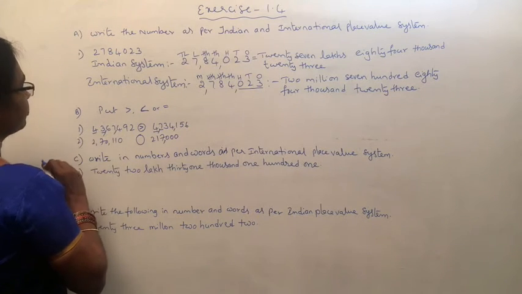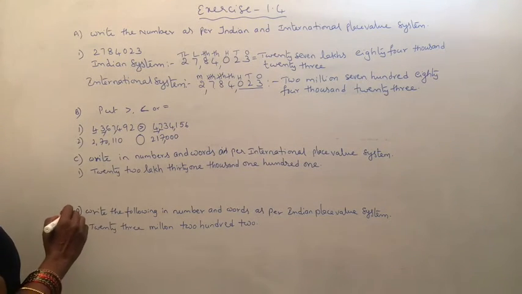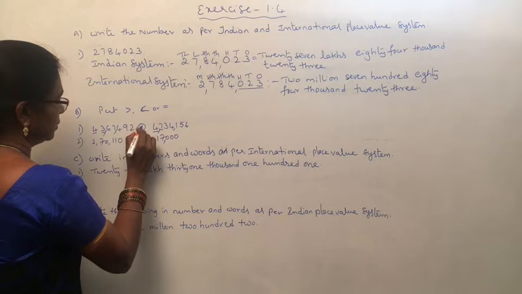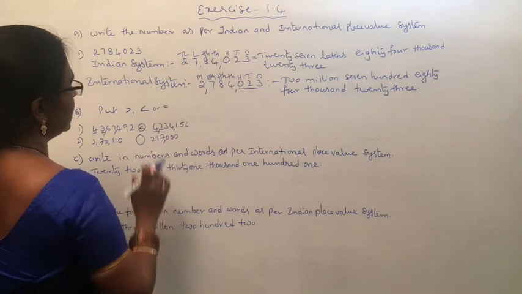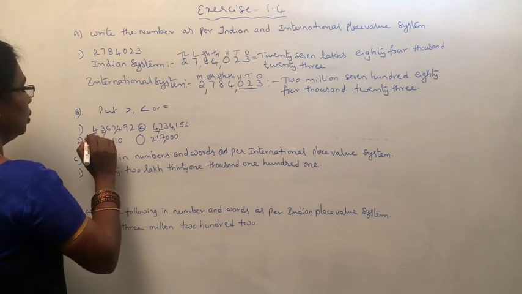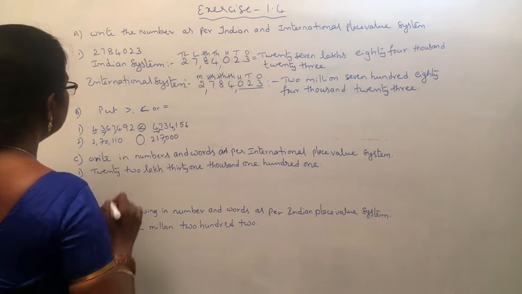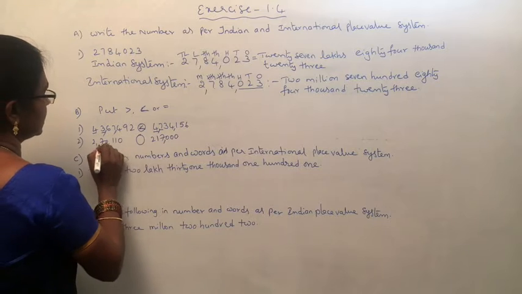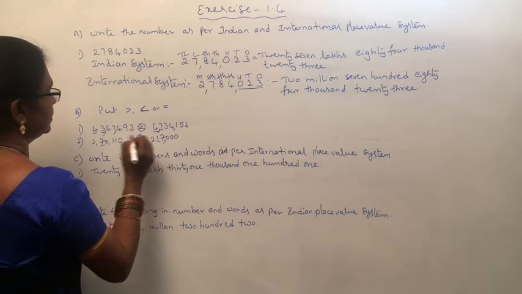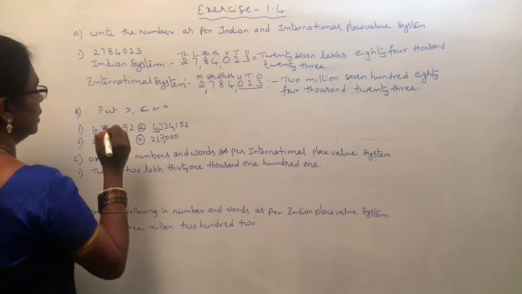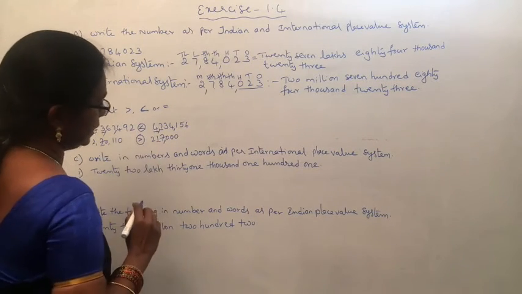Then 4,367,492 is lesser than 4,734,156. Next, 2,70,110 and 217 million. Now here the number of digits in both is equal, 6 and 6. Then first digit 2 and 2. Then second digit 7 and 1. 7 is greater. Then you have to write 2,70,110 is greater than 217 thousands.